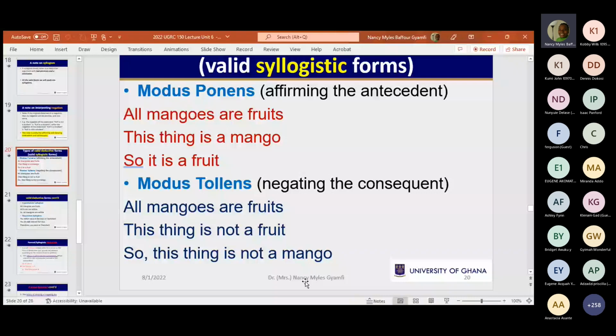Kofi did not pass. Therefore, he did not study. That's valid. Modus tollens. Just like what you see on your screen.